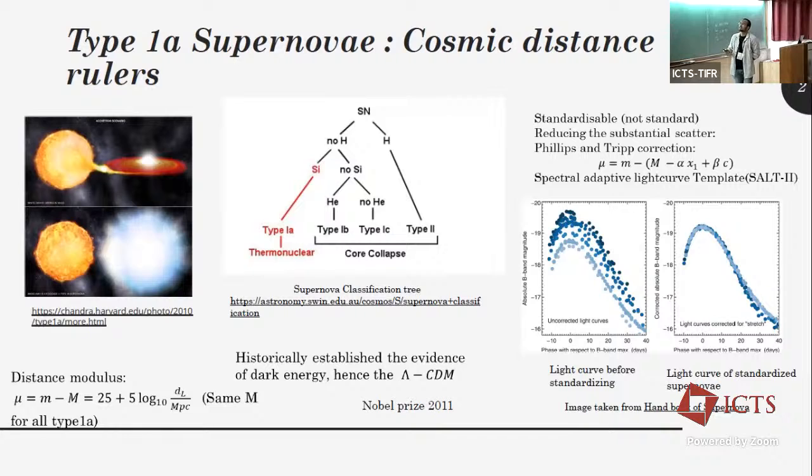There is also a color relation stating that the bluer the supernova is, the brighter it is, and it is also a linear relationship, given in this formula. The software called SALT2 takes in the supernova light curves and spits out the magnitude, x1 and c for all the supernovae, and gives us the final standard candles.